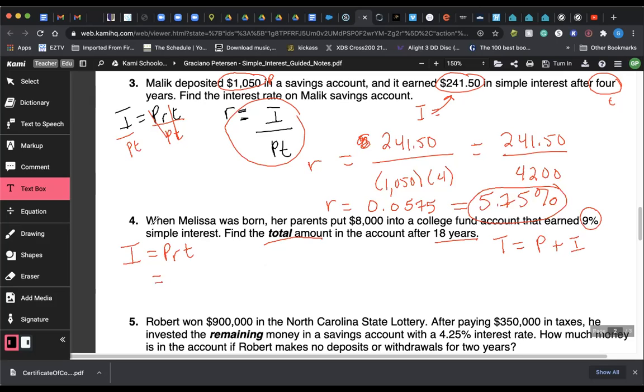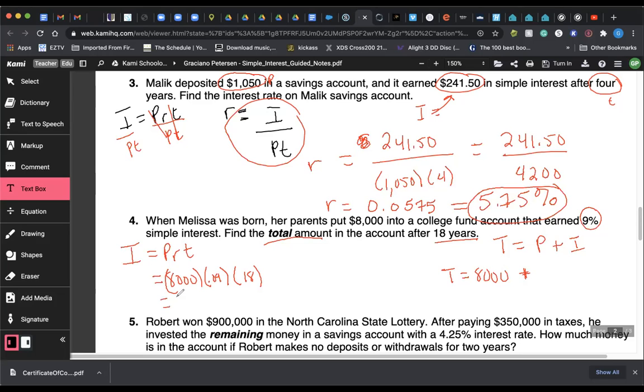It does multiply by 0.09 multiplied by 18. 0.9. $20,960. Good work.